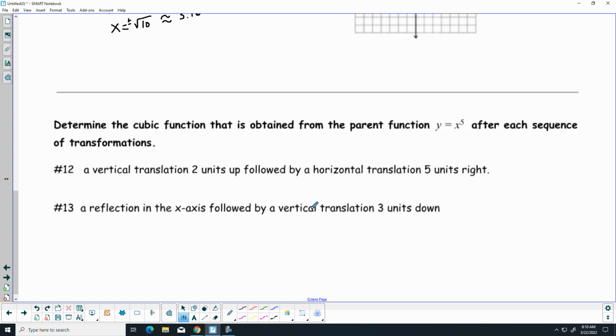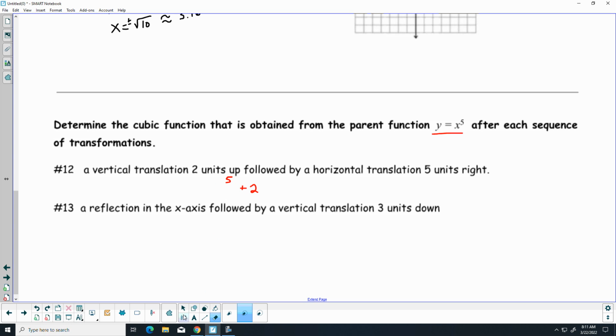All right. Number 12. Determine the cubic function that is obtained by the parent function. So my parent function is x to the 5th. So on this one, I'm going to be going, oops, wrote x squared. I'm going to be going 5 units up. And then I'm going to be going 5 units to the right.